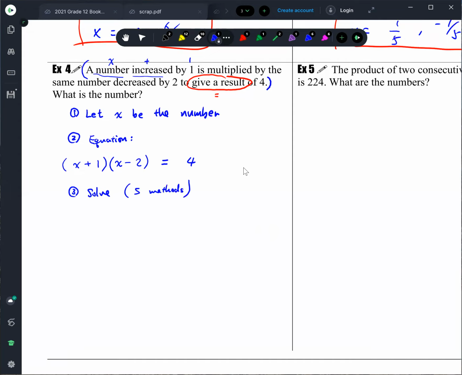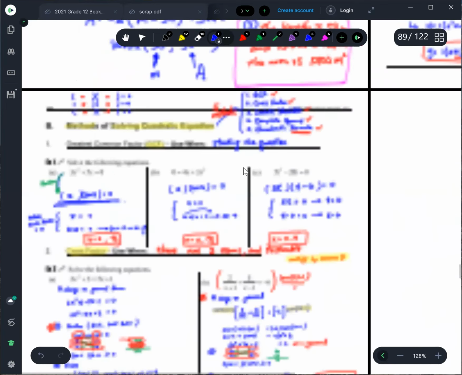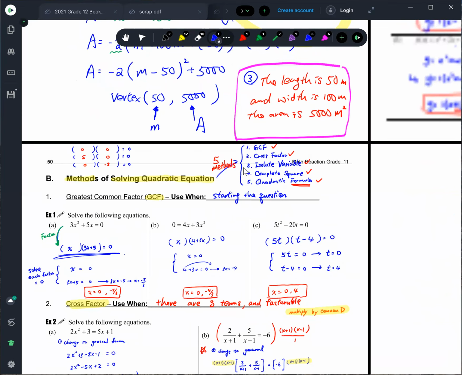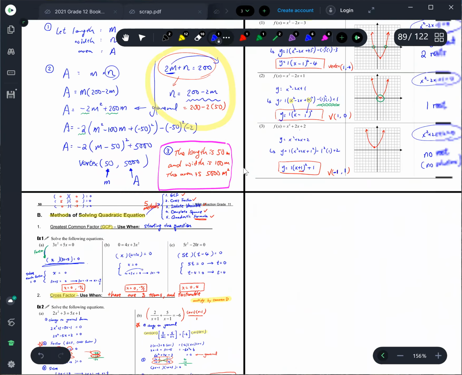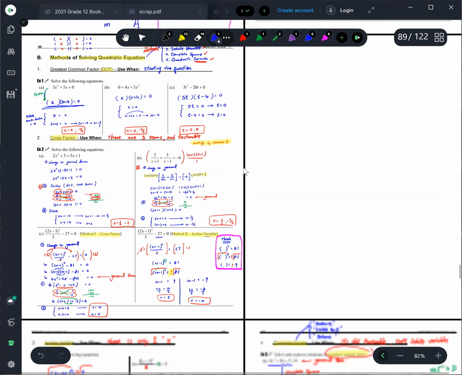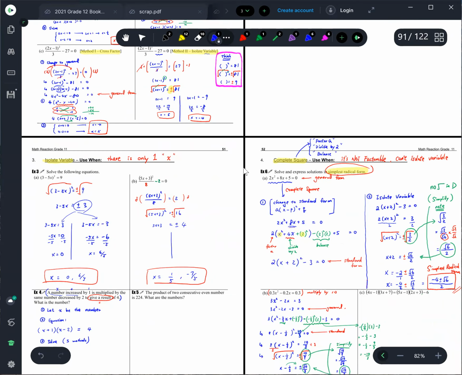Okay, so you can think about which method should we use, right? You can check GCF, right? You can check GCF, and then can we do cross factor, right? And can we do isolate variable or complete square?